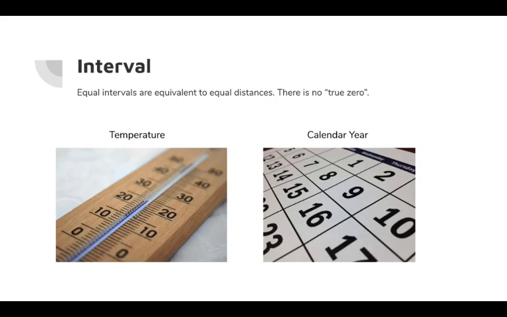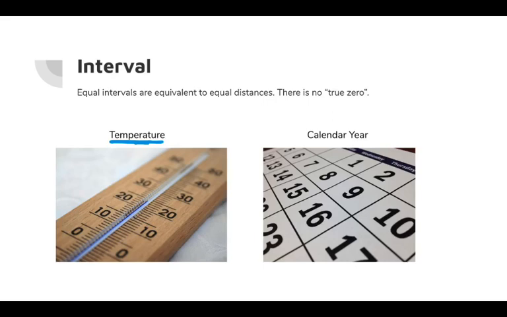So now moving away from the categorical data to the more quantitative, the more numerical data, the first one in this category is interval data, okay? And your big descriptor here is that equal intervals are equivalent to equal distances. And so what that means is, the example that everybody goes to with this type of data is temperature. And I'll explain why they use temperature in just a second.